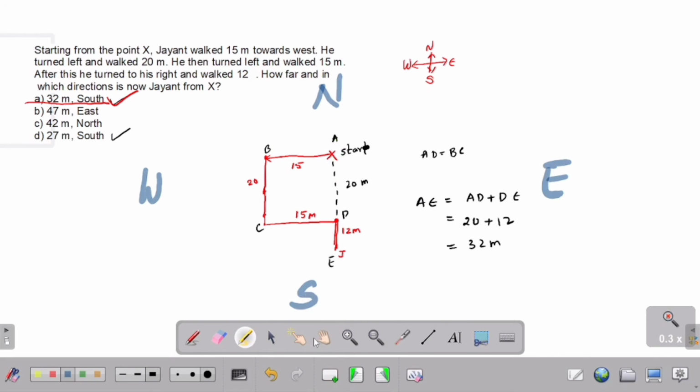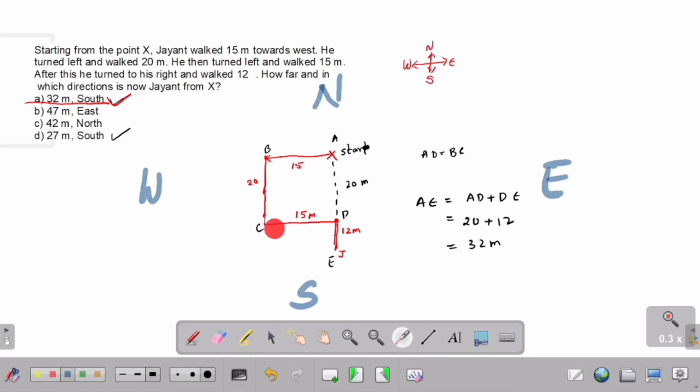Now Jayant is walking from where to where? He is walking towards the west side first. Then after that he turned left. This is his left, right? He turned left and walked 20 meters. Then he turned left again and walked 15 meters.